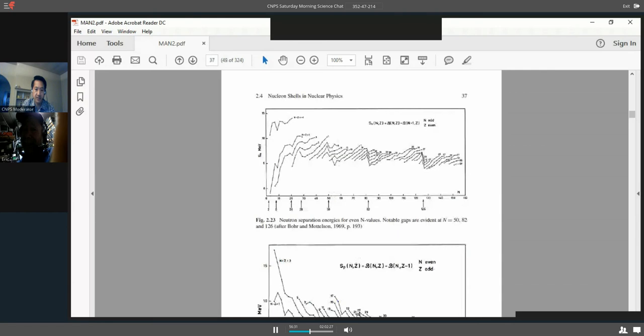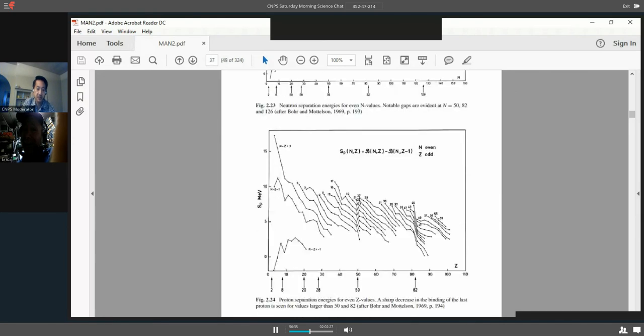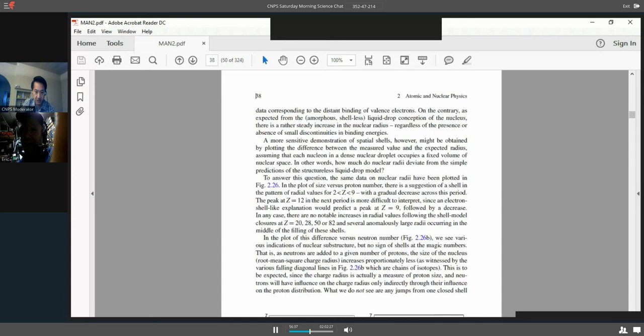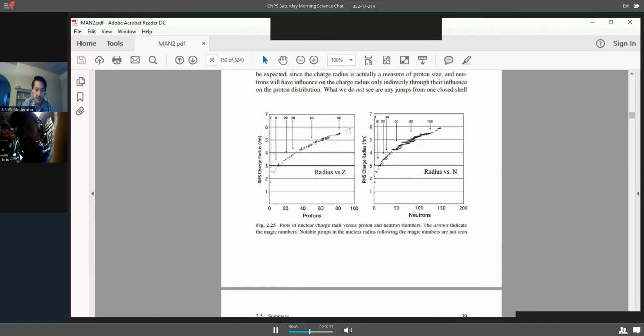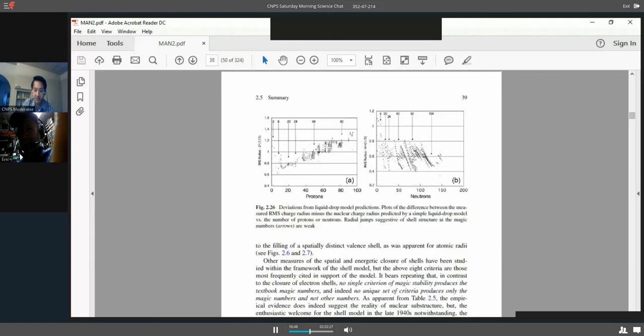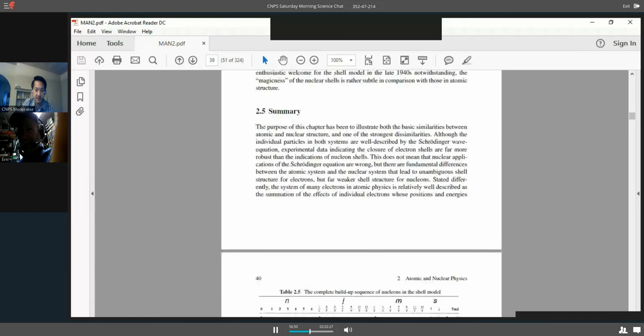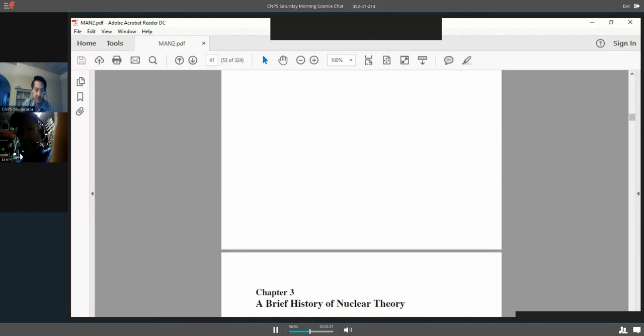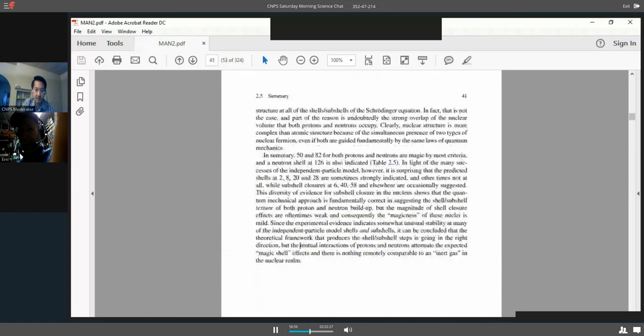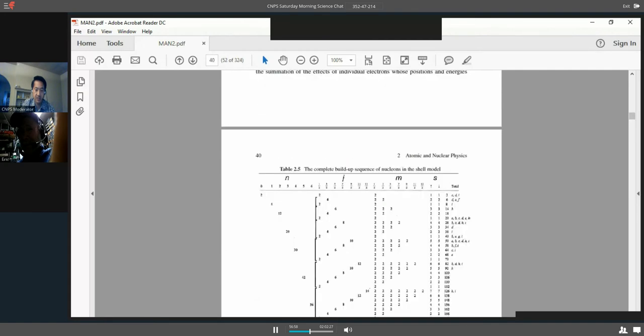But there's a lot of data that's available. A lot of these things, I'm not quite sure what they are. You have neutron separation energies, proton separation energies, plots of nuclear charge radius. So I believe that is the section on data that he has in this book here.